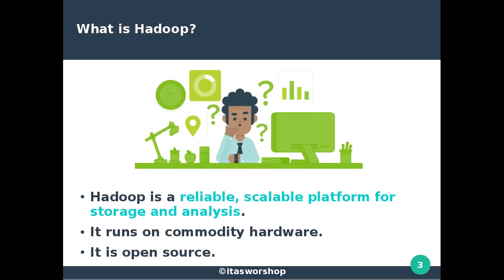So what is Hadoop? Hadoop is a reliable, scalable platform for storage and analysis. When we say Hadoop, it's not just about one framework, it's about a full ecosystem containing different projects. It is reliable, fault tolerant, and scalable. You can scale Hadoop from 10 nodes to 1000 nodes, and it is used for storing large amounts of data and performing analysis on large amounts of data.